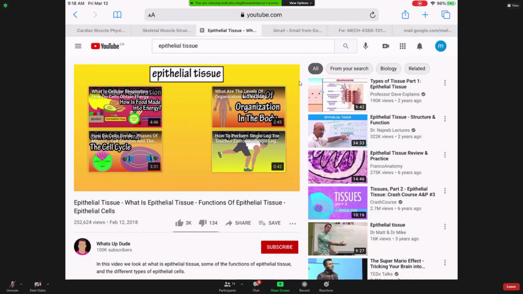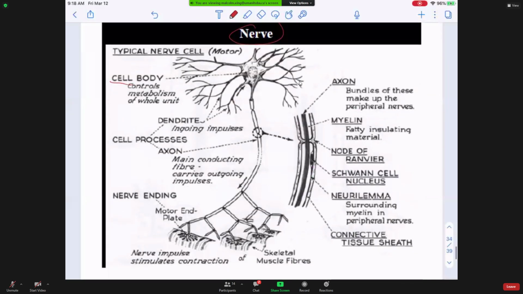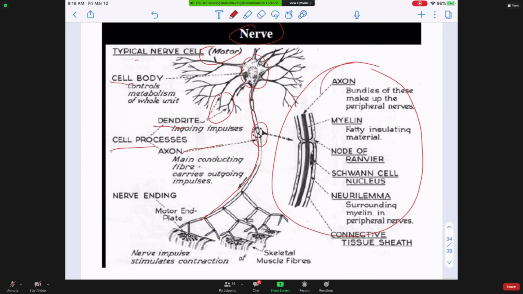And let me go back to the last several slides for the nerve. So the nerves, you will see the cell body, the typical nerves for motor, and the cell body controls the metabolism of the whole unit. You can see these dendrites, which gather incoming impulses, that's the cell process, then the signal goes to the axon, the main conductive fiber. So like electrical signal transmission, and the axon bundles of this make up the peripheral nerves.